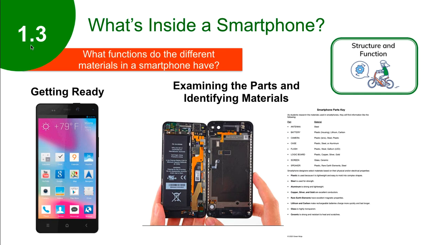For the warm-up in lesson 1.3, students name as many parts of a smartphone as possible. Then, using a worksheet for guidance, students dissect a smartphone and try to identify what type of material makes up each part. When we start looking at how the function of different smartphone parts relates to their shape or their materials, that's an example of this cross-cutting concept of structure and function.